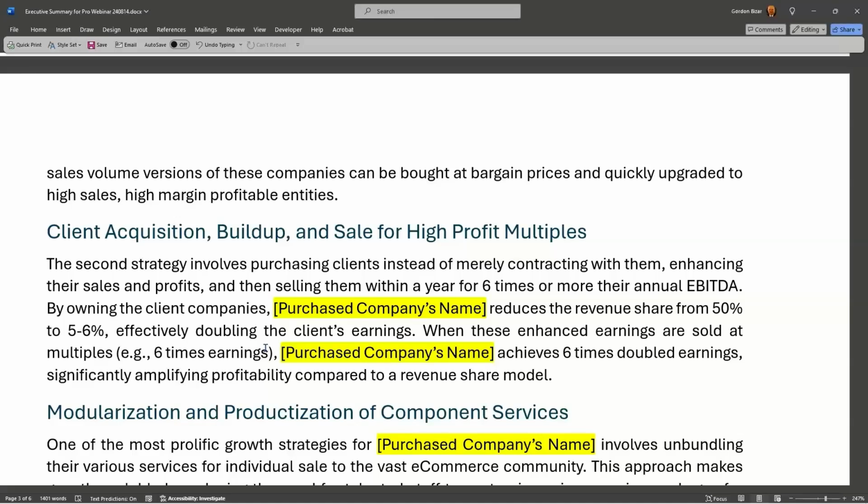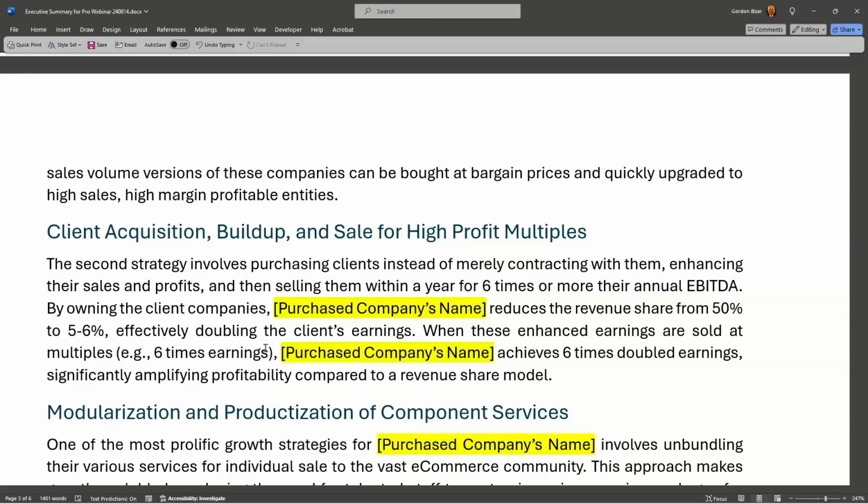Okay, client acquisition, build up, and sale for high profit multiples. This requires a little bit of explanation, but it's a way in which we will be generating profits with this company. The second strategy, we already have the first strategy for growth, just covered that. The second strategy involves purchasing clients instead of merely contracting with them. Why is this important? Well, you're going to see. Enhancing their sales and profits and then selling them within a year for 6 times or more their annual EBITDA.